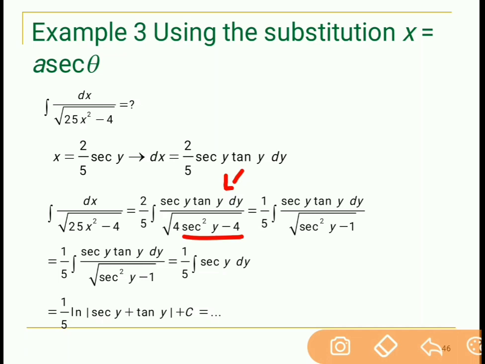And further, it will be reduced to 1 by 5 integration of sec y into tan y into dy upon under root sec square y minus 1. Now sec square y minus 1 is nothing but tan square y, and square root of tan square y is tan y. So this tan y and this tan y will get cancelled, and you will get 1 by 5 sec y into dy. And the integration of sec y is what? ln sec y plus tan y.